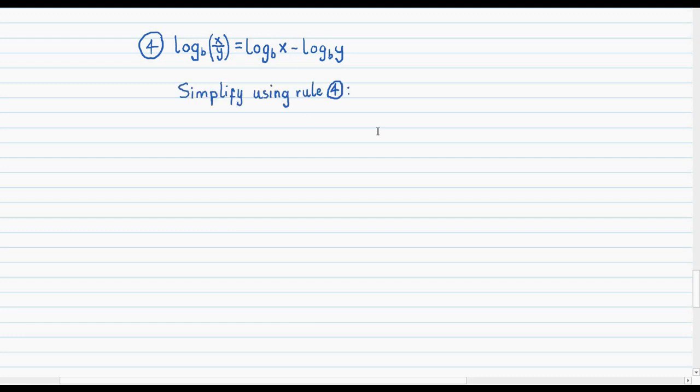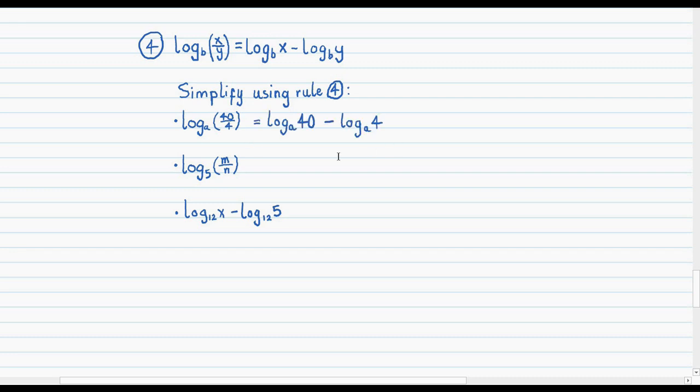We need to simplify the following using rule 4. First, we need to simplify log 40 over 4 base a. Now obviously we know 40 over 4 is just 10, but we've been instructed to simplify this using rule 4, which will just give us log 40 base a minus log 4 base a. Next, we need to simplify log m over n base 5, which would just be log m base 5 minus log n base 5.